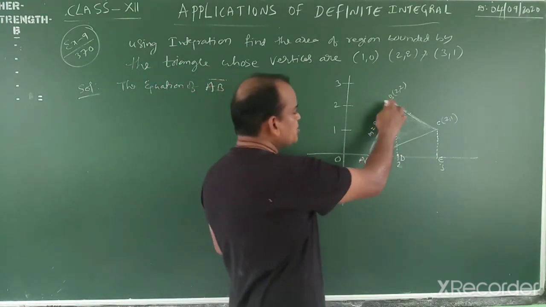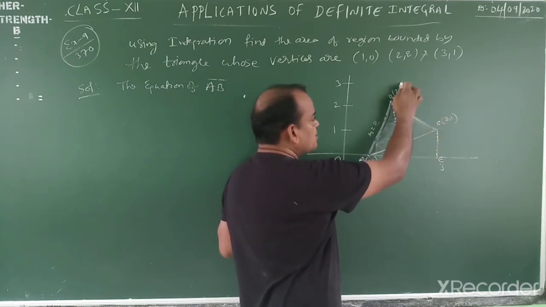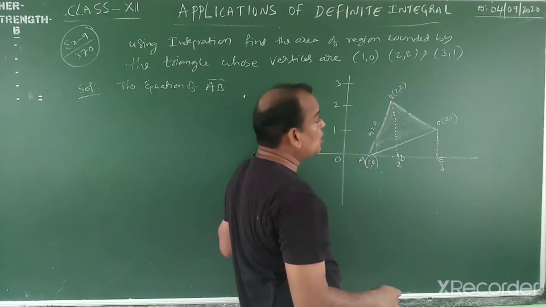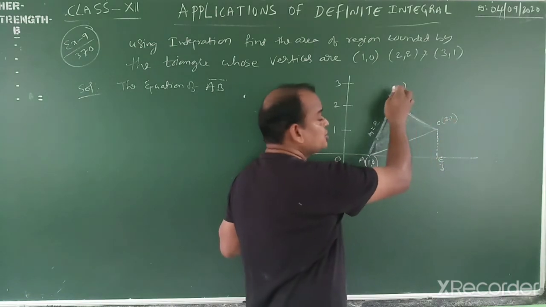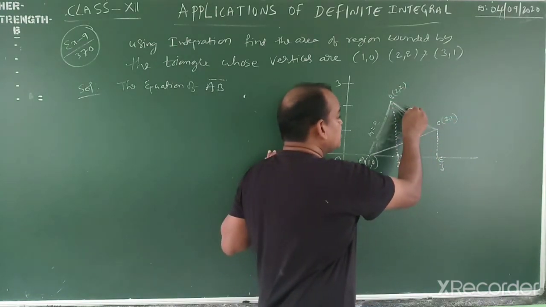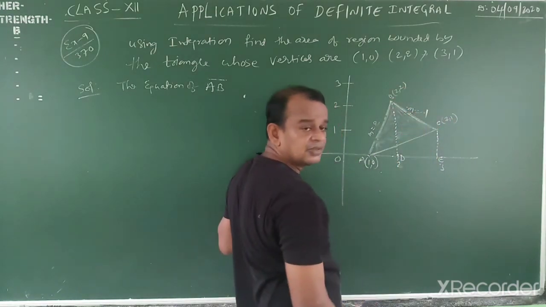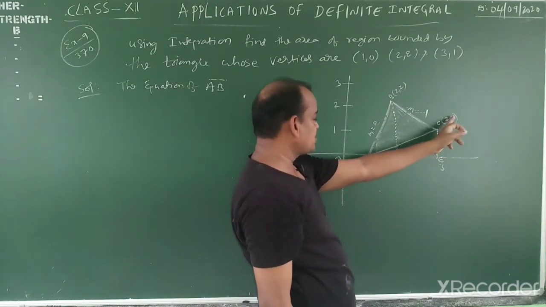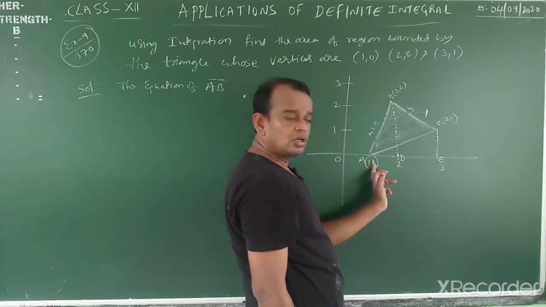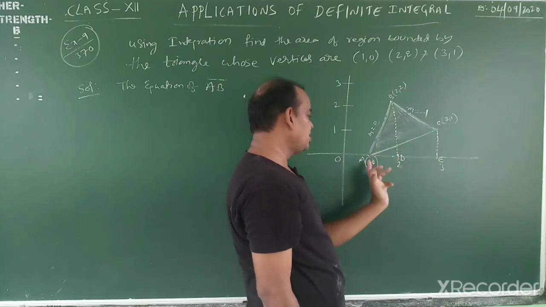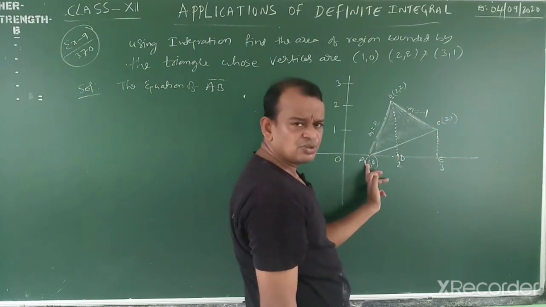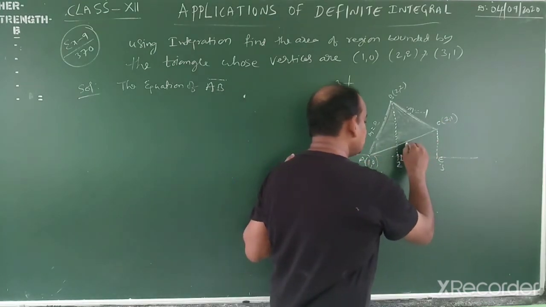What about this BC slope? Difference of the y coordinates: 1 minus 2, that is minus 1, by 3 minus 2, that is 1. So m is equal to minus 1. Now AC: difference of the y coordinates, 1 minus 0, means 1, by 3 minus 1, means 2. So here this slope is 1 by 2.